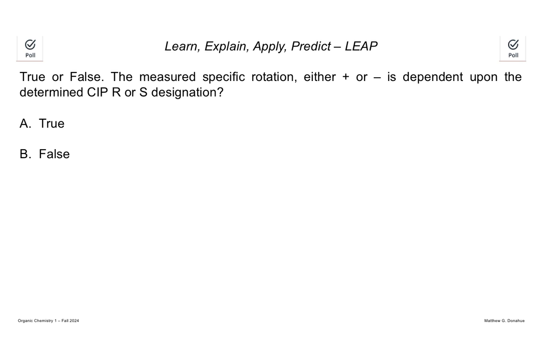So that's false. Again, the plus or minus is measured by polarimetry. So whatever it is, and then R and S are determined from priority based on atomic number.